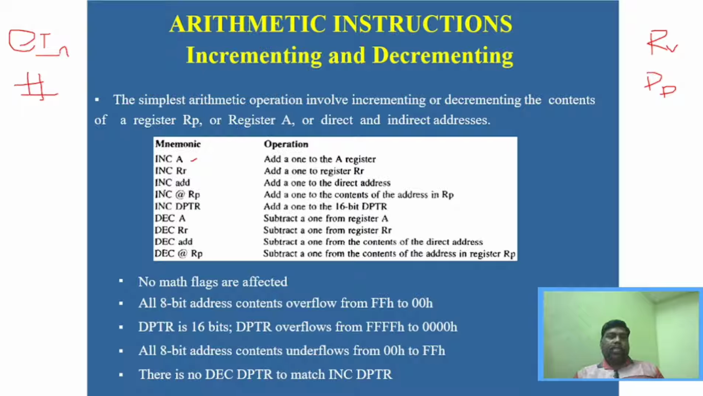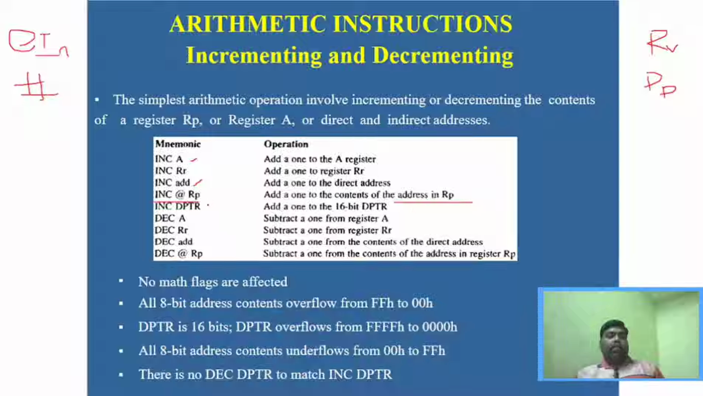Similarly, you can see here increment address, which will increment the given address value by 1. And what does increment @RP mean? Here it is indirect addressing. Indirect addressing in the sense that the address mentioned in the RP has to be incremented. So the address which is mentioned in the RP has to be incremented by 1. You can see: add 1 to the content of the address in the RP.